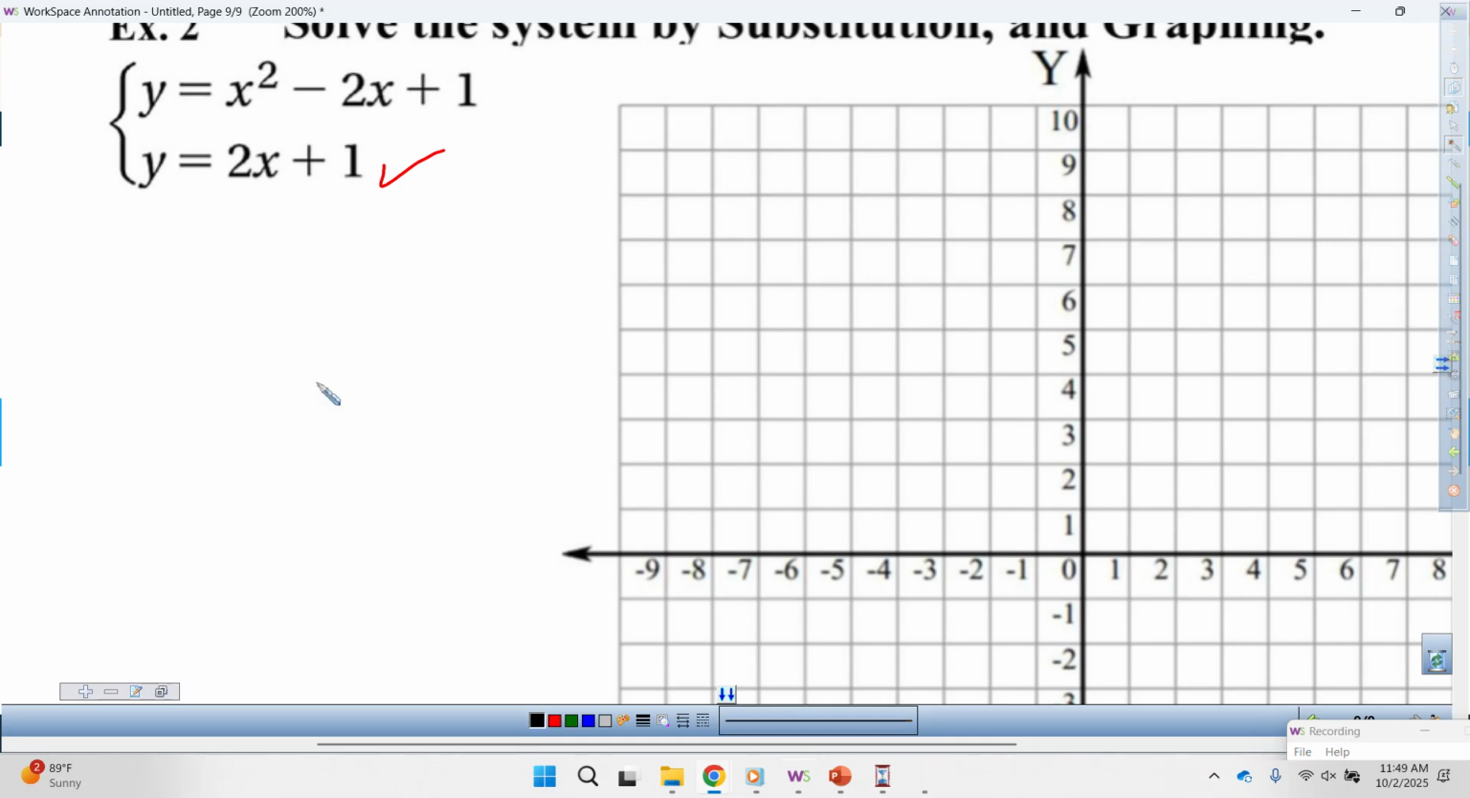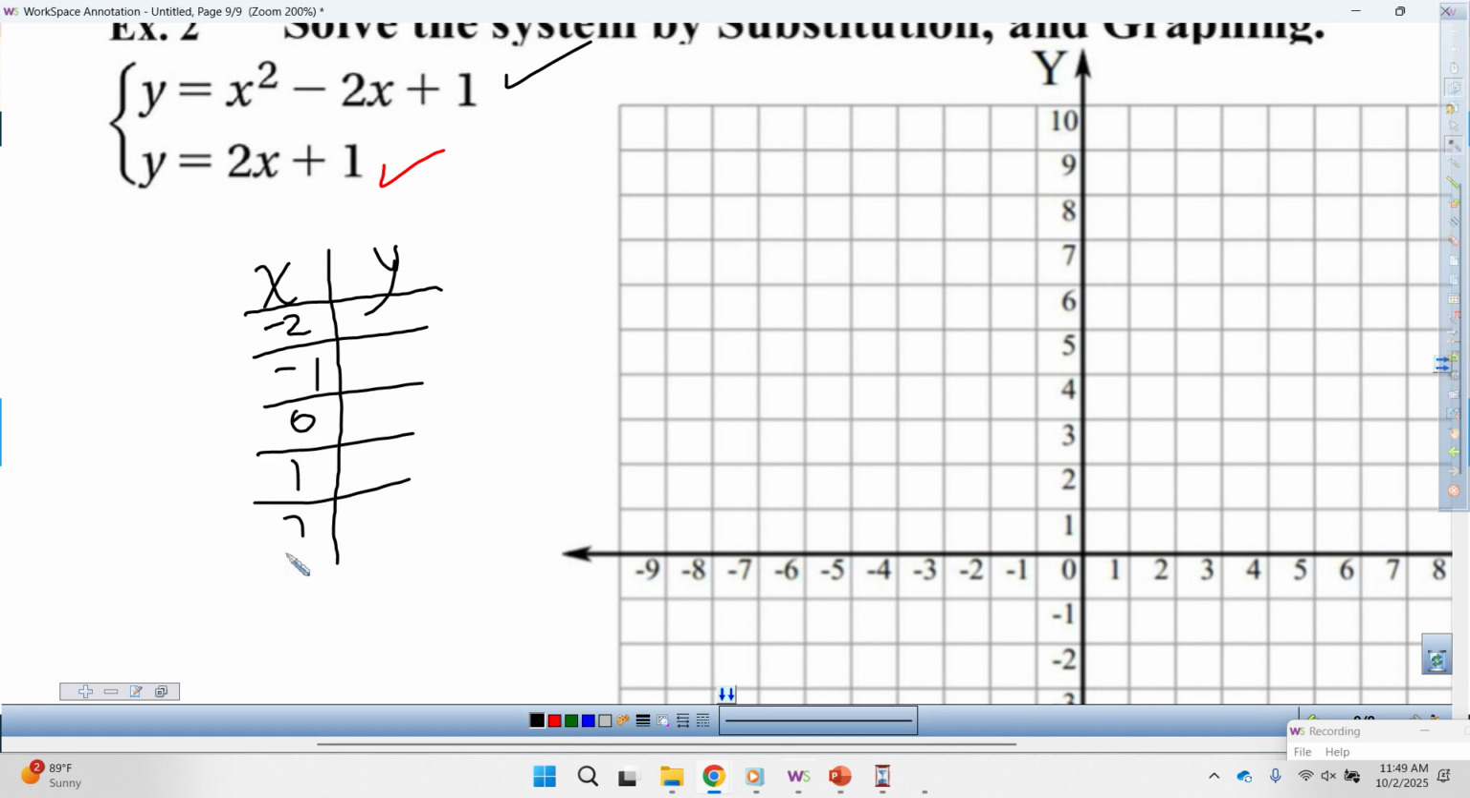So how do we graph that one, Mr. Q? Well, make a table. X and y. Tell your neighbor, what domain do I use when I ask you to graph something with a table? Yeah, -2, -1, 0, 1, 2. Substitute x values in here to get our y's. Plot the points, and that's how you get your graph for that part. I'm going to stop right there.